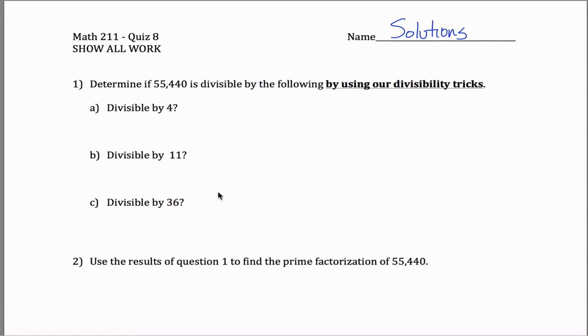All right, here are solutions for quiz 8 for Math 211. In this problem, or in this quiz, the first problem, you're given this number 55,440 and asked if it's divisible by the following numbers using our divisibility trick.